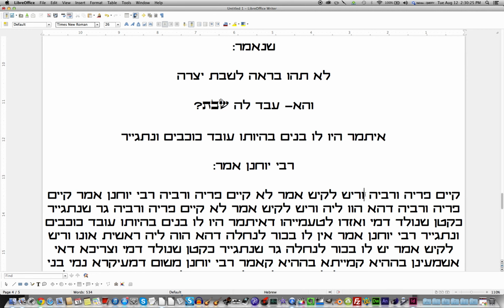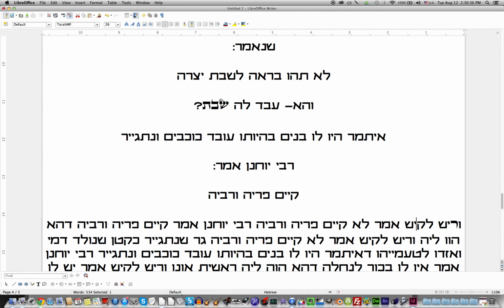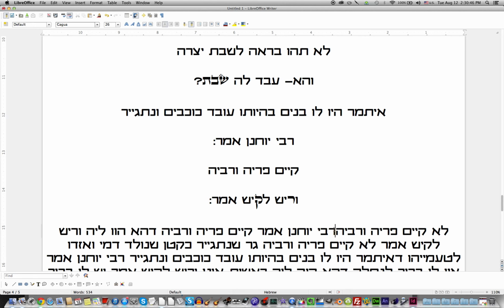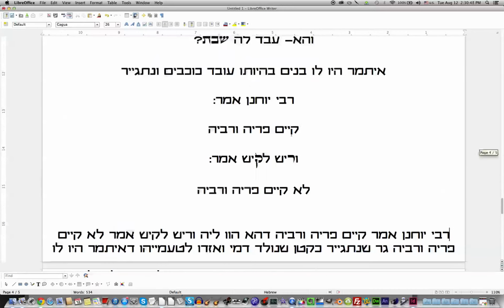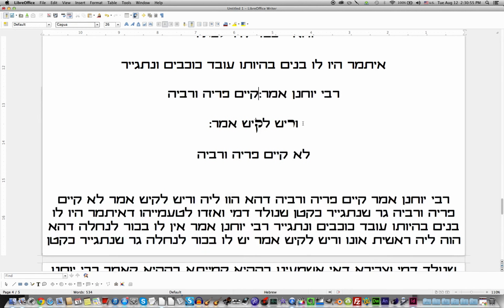Kayam Pirya v'Rabbiya, v'Reish Lakish Amar. Wow, Rabbi Yochanan and Reish Lakish. For everybody who has learned the Aleph Bet knows how significant these two are now. That these were an amazing chavruta. And Reish Lakish, specifically when Reish and Kuf, Reish Lakish Amar, Lo Kayam Pirya v'Rabbiya. Okay. Maybe it's easier like this. Reish Lakish Amar.